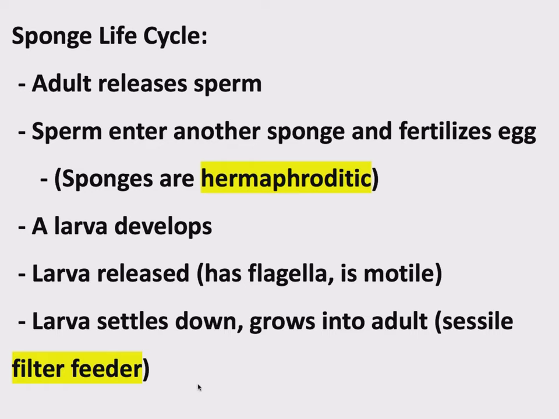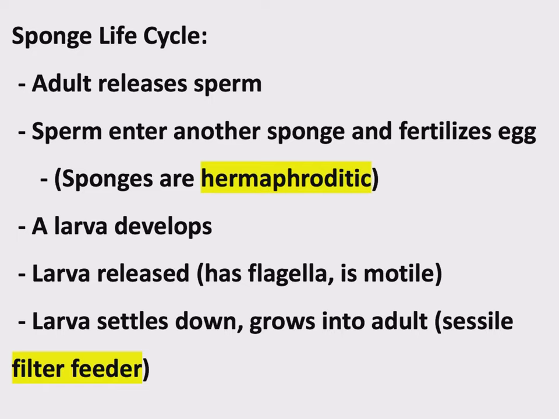Okay, so I believe this is the first time I've used this term, although I'm going to use it a lot in this and next chapter. A filter feeder is defined in the key terms as an animal that feeds by straining suspended matter and food particles from the water. So we're going to see a lot of different animals that have this basic lifestyle of getting their food by straining it from the water.